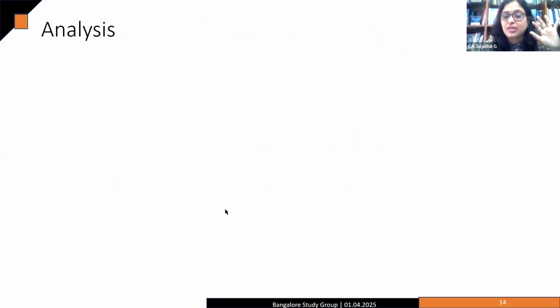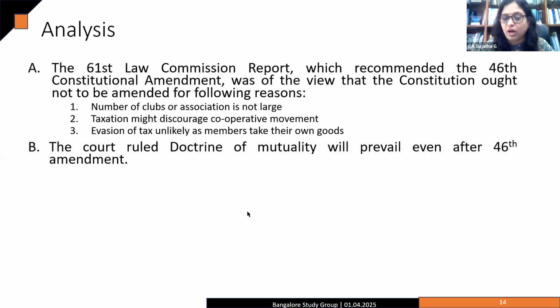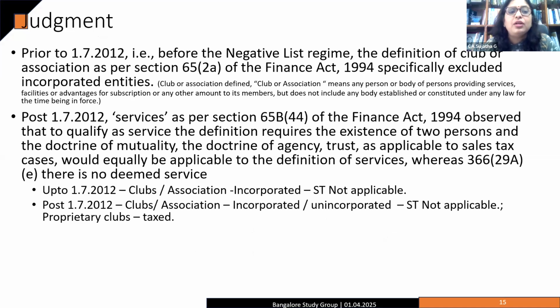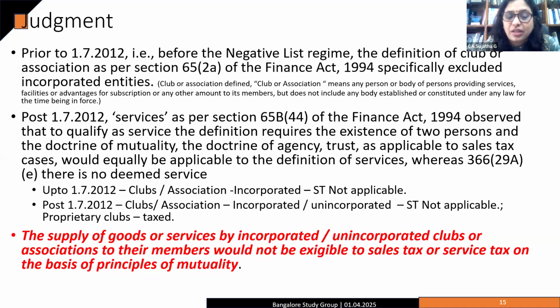Because of this, the service tax element was absent because of the concept of mutuality, whether it is an incorporated club or unincorporated club. This was the argument placed before the Supreme Court by the assessee. So the court held, they analyzed the transaction. Then they said that supply of goods or services, whether incorporated or unincorporated, club or association to their member, would not be exigible to sales tax or service tax. This was the final judgment in the Calcutta Club case.